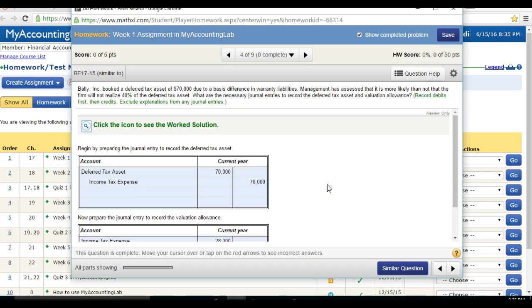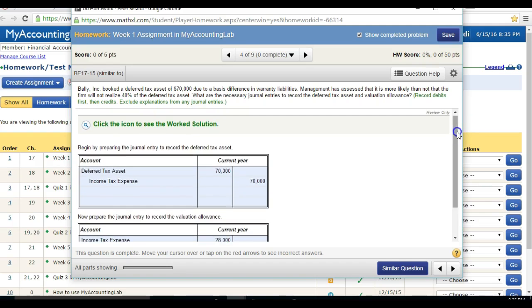Question 4 is a deferred tax asset along with a valuation allowance problem. In this case, Bally Inc. booked a deferred tax asset of $70,000 due to a basis difference in warranty liabilities. For tax purposes, we're not allowed to deduct them or create the liability until we actually incur the warranty expense. But on a GAAP basis, we can deduct the expense on our books as an accrual.